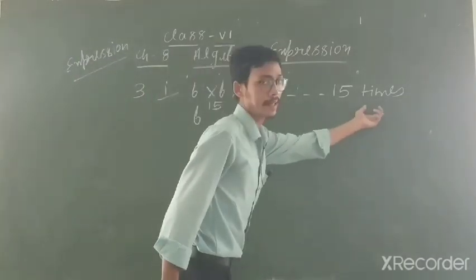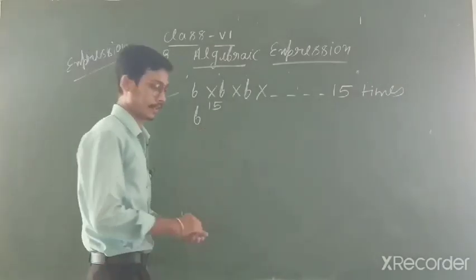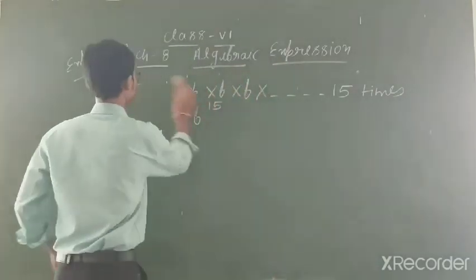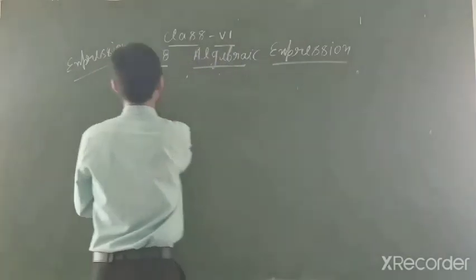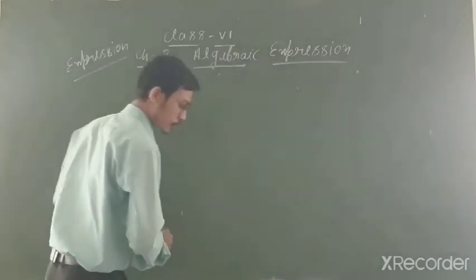Because this is 15 times, you can write down b power 15. Now come to the next. Same question are given, student, you can solve. Like last question is given 5.